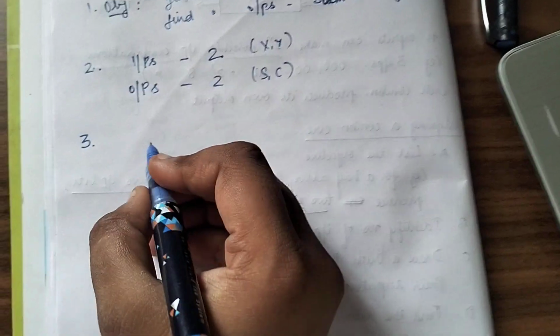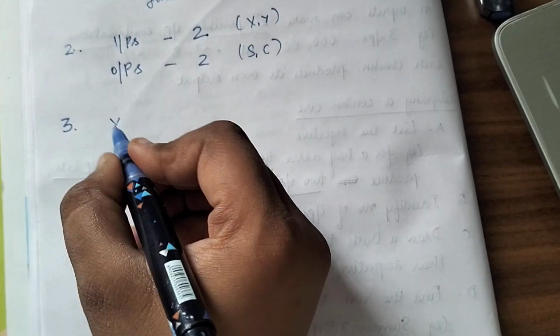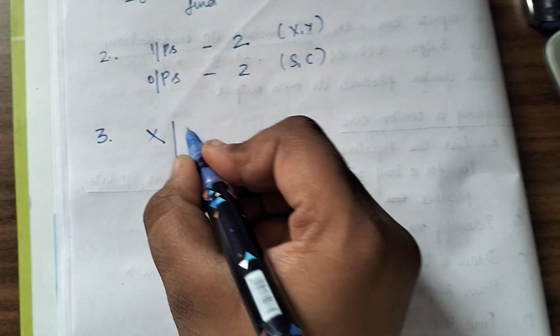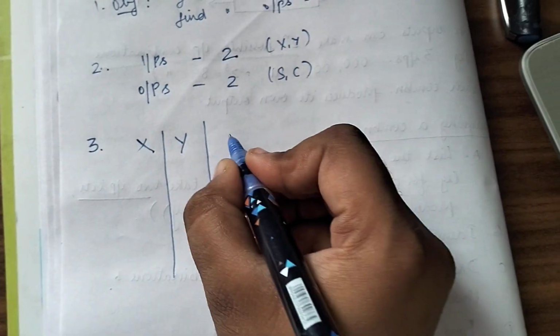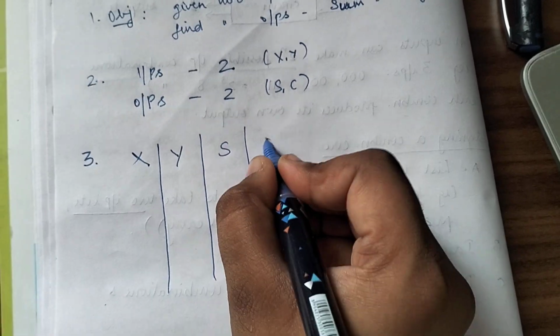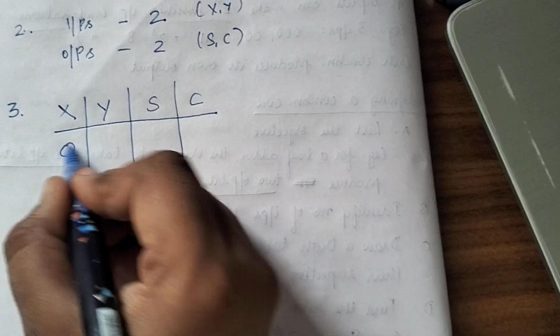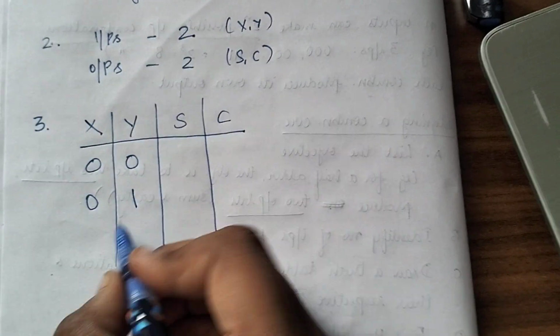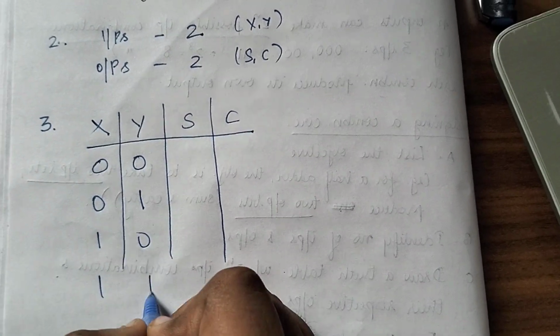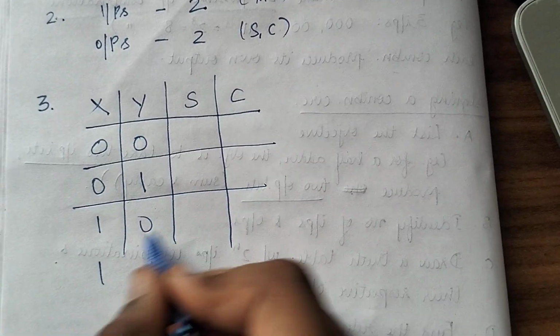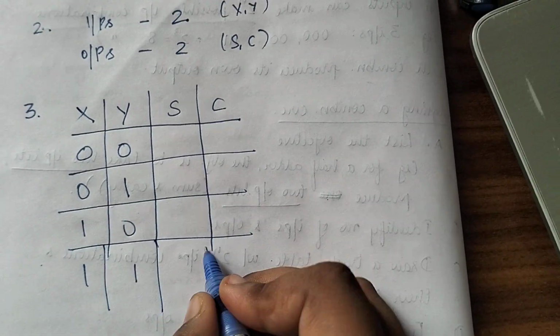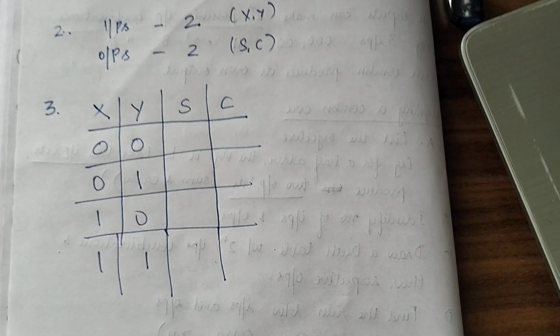The third step is to draw a truth table of all possible combinations of inputs and outputs. So we have X, Y, sum and carry. So we'll first list out all the input combinations. They are 0, 0, 0, 1, 1, 0 and 1, 1. Now we list out the corresponding outputs.